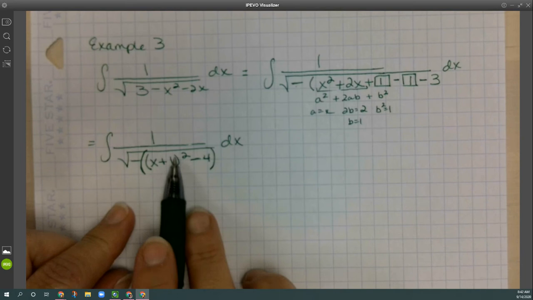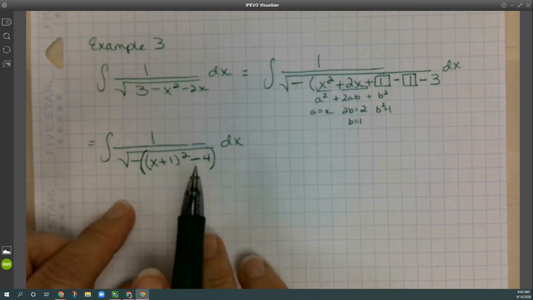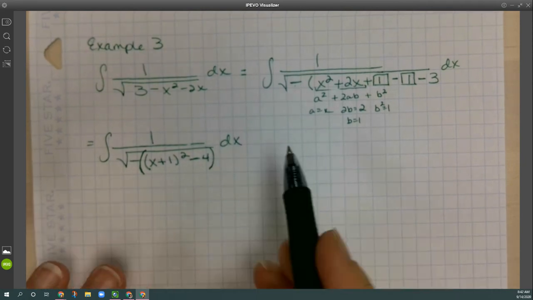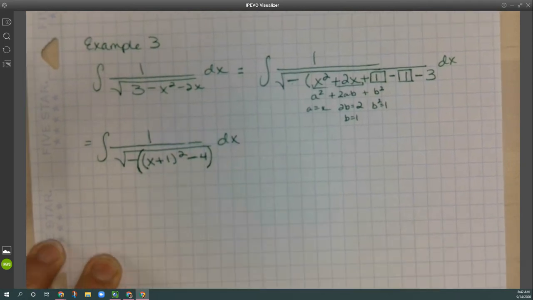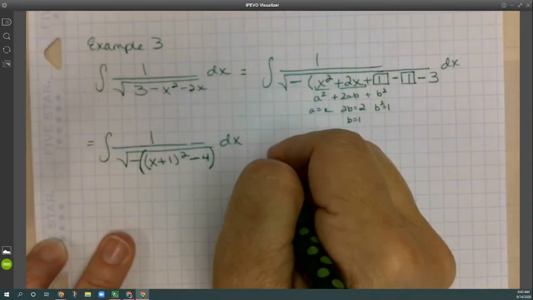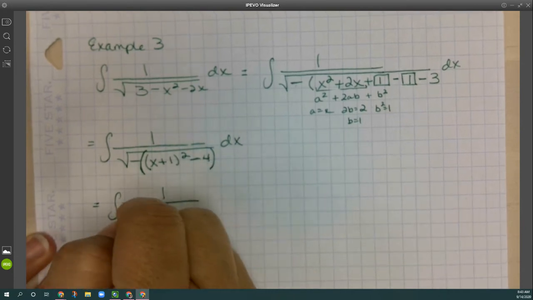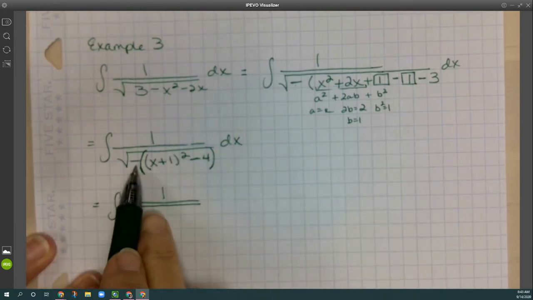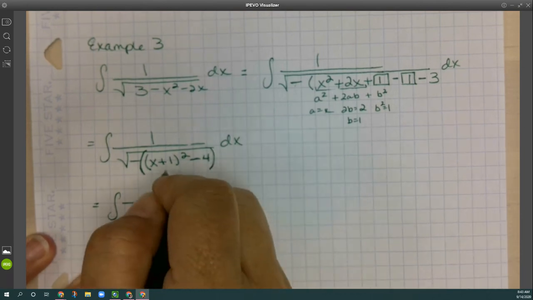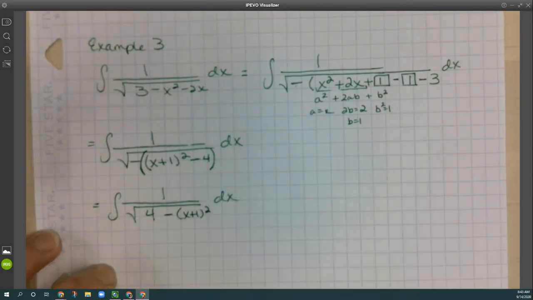the something squared to be negative, and I need the constant in the front to be positive. I need it to be in that 1 minus x squared form, or the a squared minus x squared form. So I'm going to multiply the negative back inside, switching the order of the expression in the denominator, not the whole integral. If I multiply the negative back in there, my 4 becomes positive, and this (x plus 1) squared becomes negative.